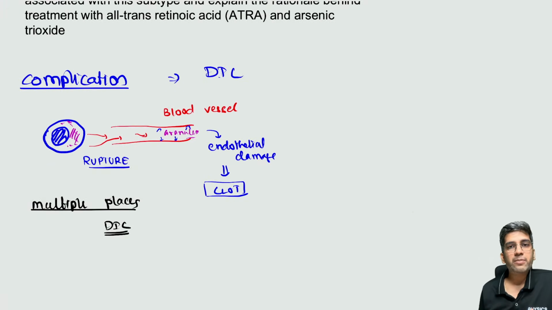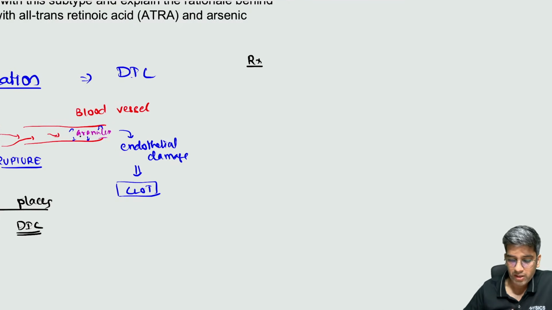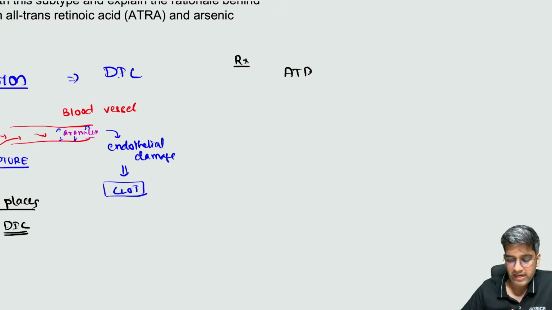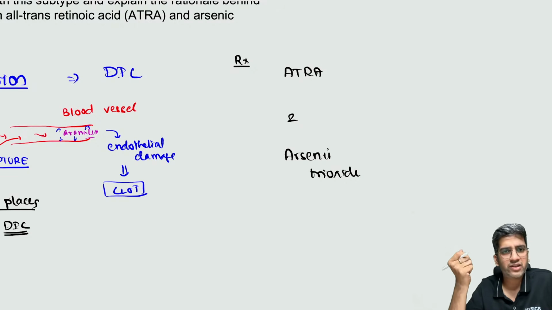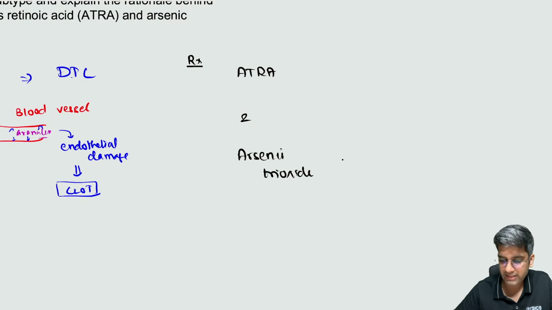And what's the rationale behind giving ATRA and arsenic trioxide as a treatment? So treatment for your APL is ATRA, all-trans retinoic acid, and one more is arsenic trioxide. See, arsenic is a heavy metal. It acts like most of the anti-cancer drugs. It goes and kills them, that's all. Heavy metal is toxic to everything. Heavy metal is toxic to APL also. Blood cells, they are toxic. By default, it's going to kill them, right? Arsenic trioxide's action is simple. It goes and destroys the atypical promyelocytes.